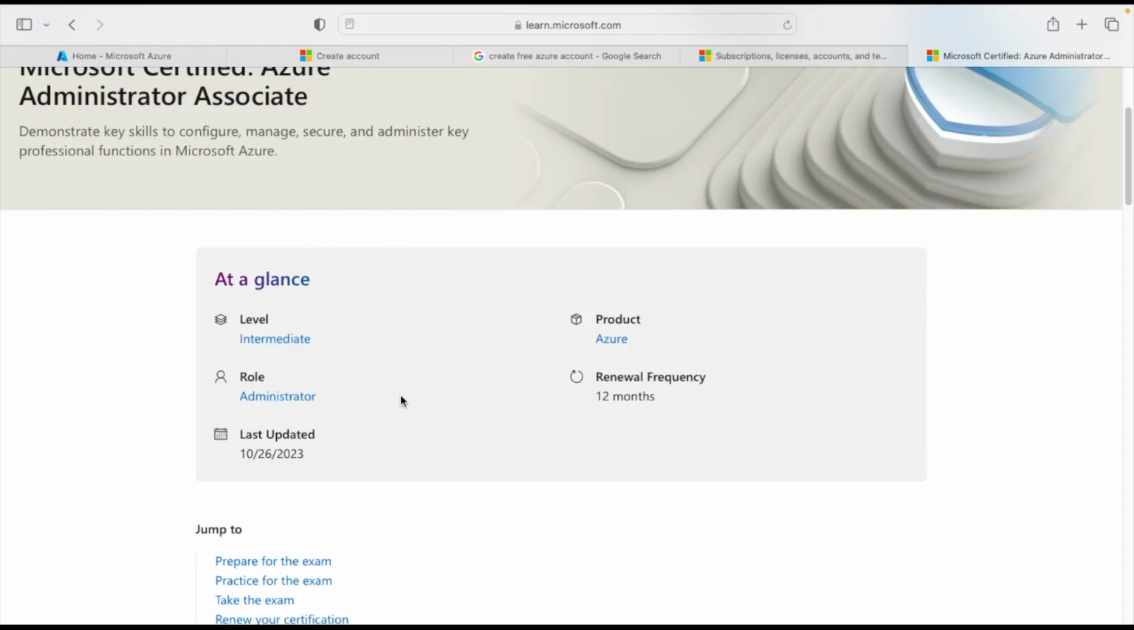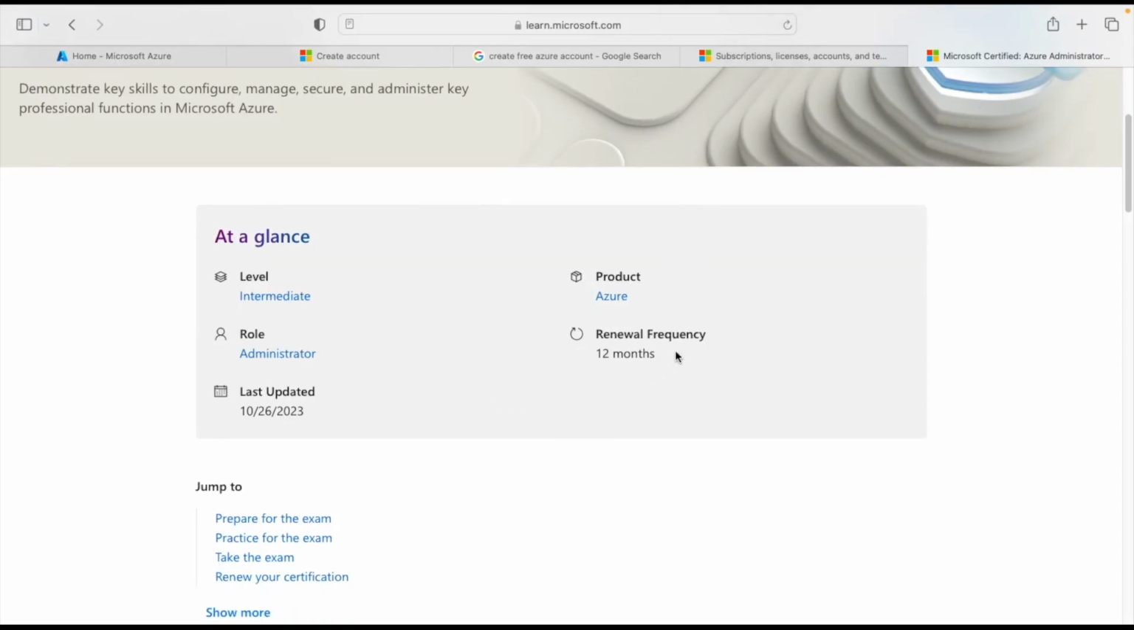There is a renewal frequency of 12 months. So once the sixth month is completed after the certification, in your mail ID, you will get a mail to renew the certification. There is a small examination of 45 minutes, and you can answer the questions. That's not a proctored exam.